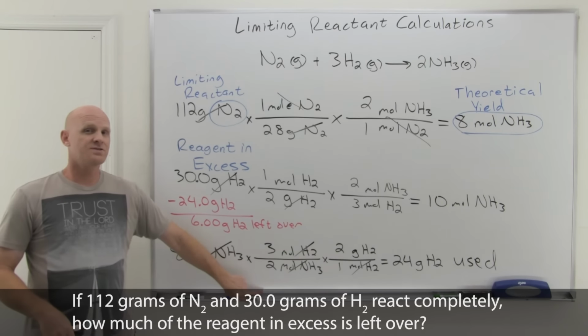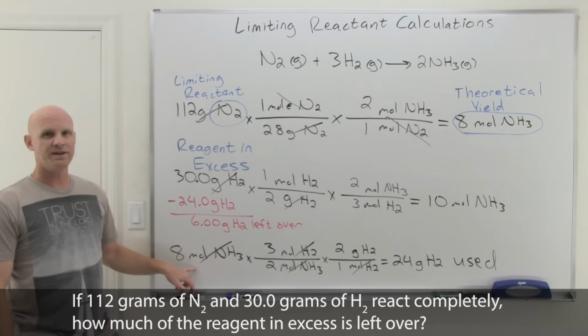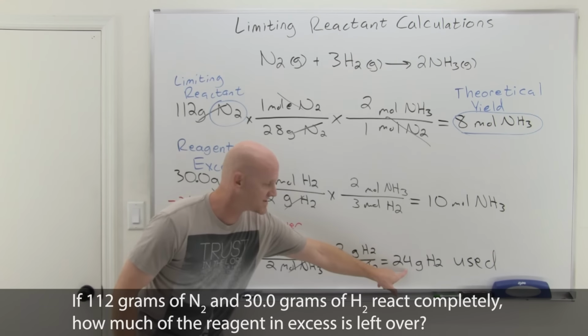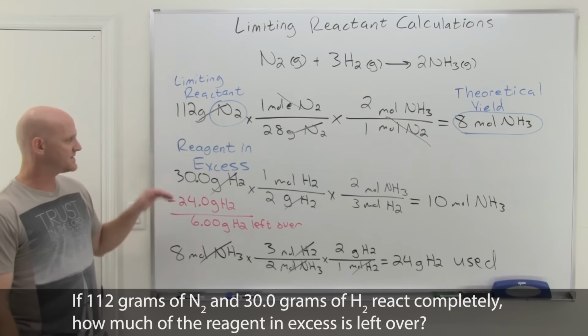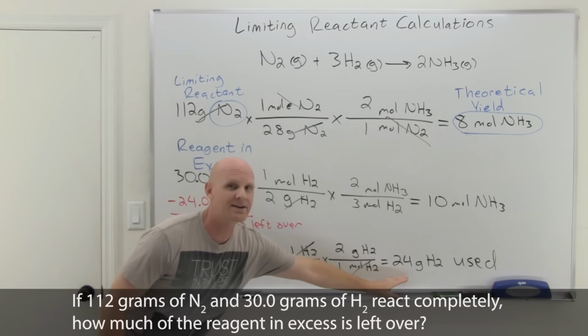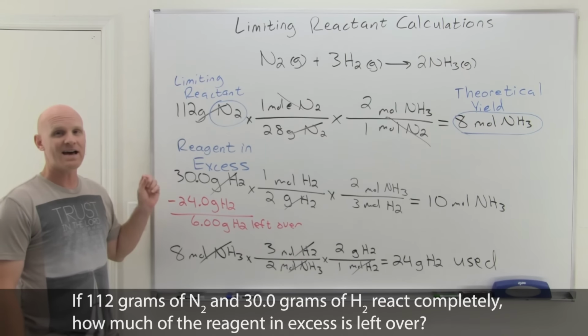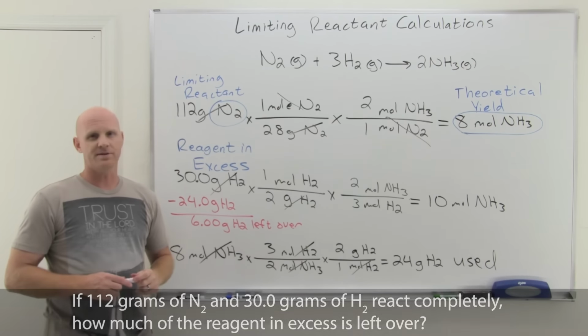Cool. And the big mistake that a lot of students make is they'll sometimes figure out that they need to start with this theoretical yield, but then they think that they just calculate directly to here. Again, they're going to take the original amount of the reagent in excess they started with and subtract off how much actually was used that we calculated here to get that difference. And it's that difference that is the amount that's left over.